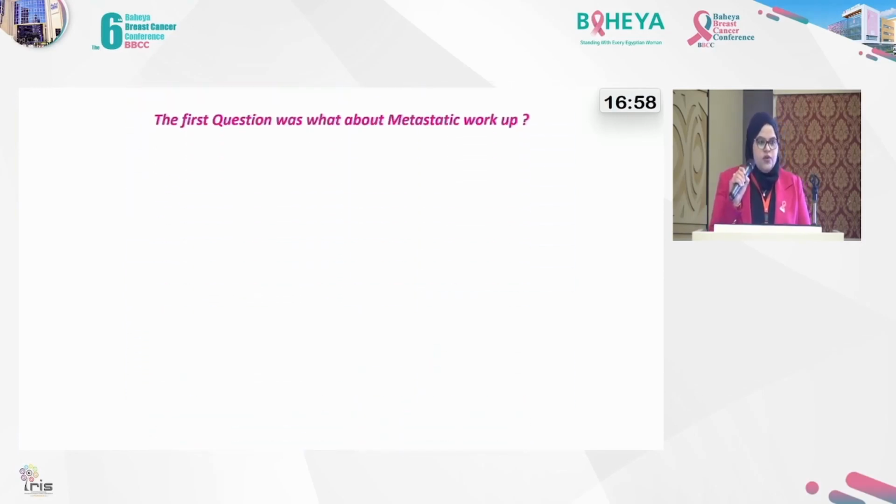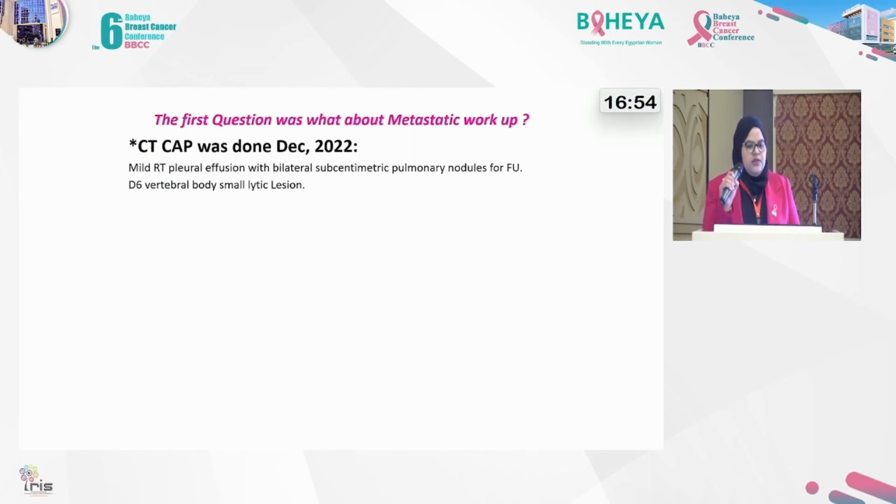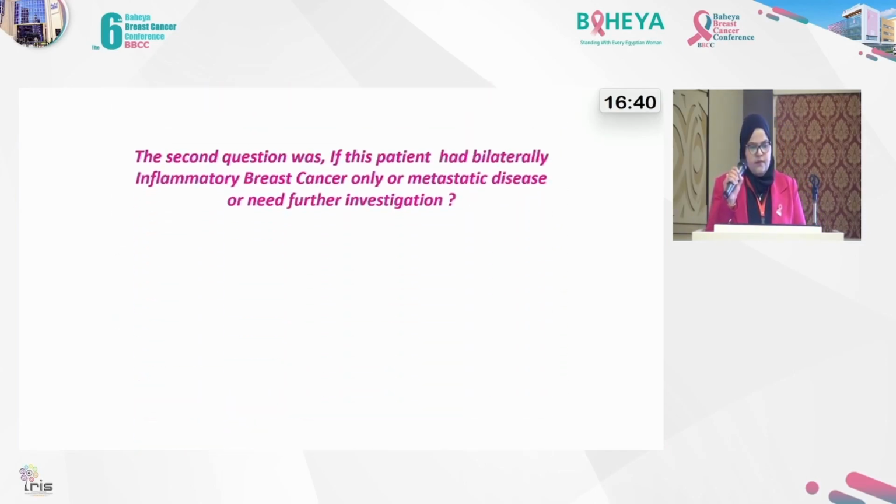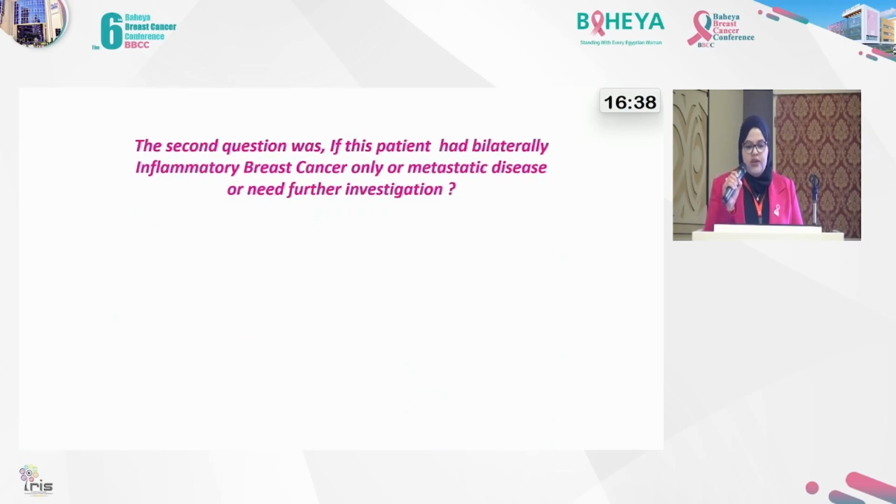The first question was, what about the metastatic workup? CT was done in December 2022 and showed mild right pleural effusion with bilateral subcentimetric pulmonary nodules for follow-up and a small lytic lesion in dorsal vertebra 6. The second question was whether this patient had bilateral inflammatory breast cancer only, or metastatic disease, or needed further investigation.